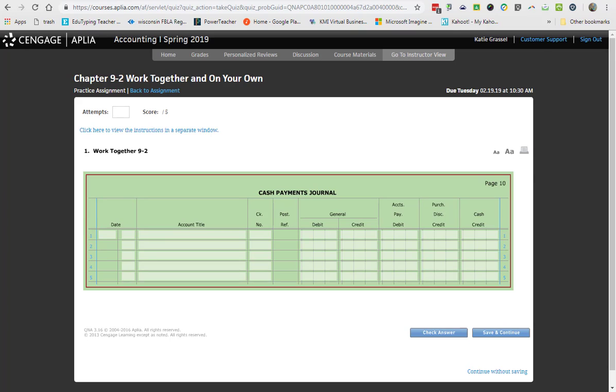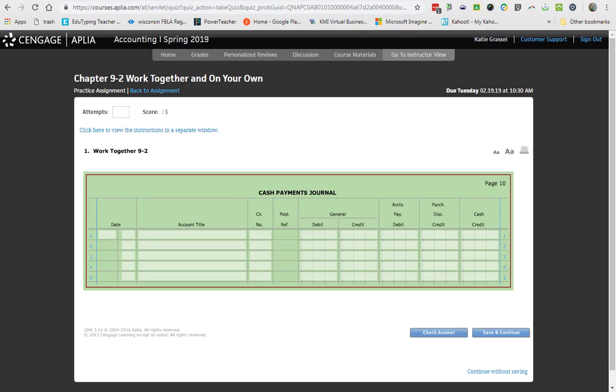Think about it. When we used our journal before, we had a cash credit column. Would you agree? And the only time you use cash credit is when you are making a payment. So now what we have is we have one journal that we're going to use just to keep track of all of the money going out of the business.